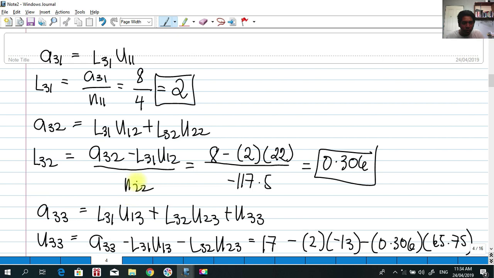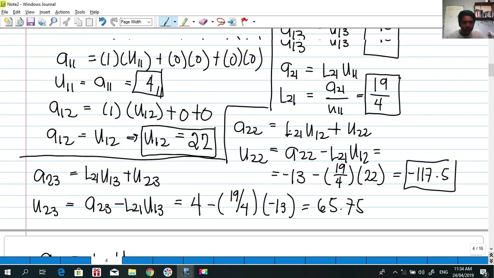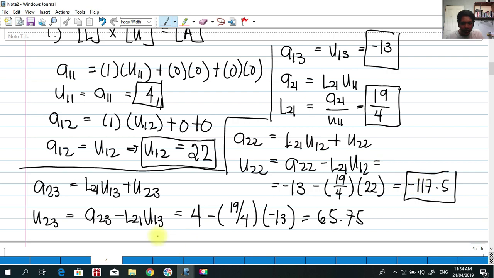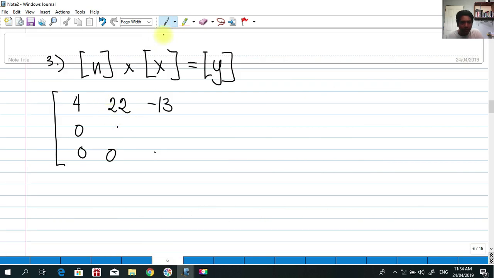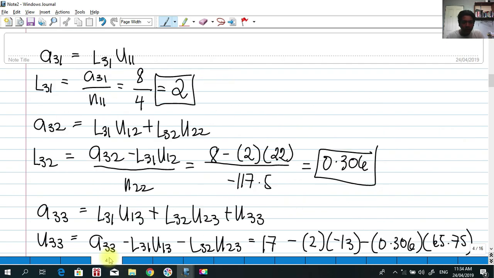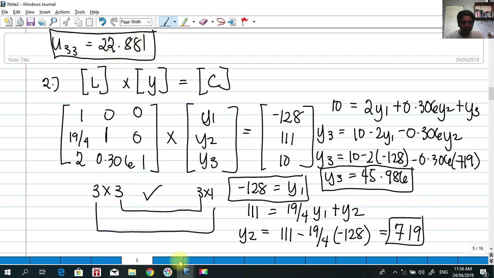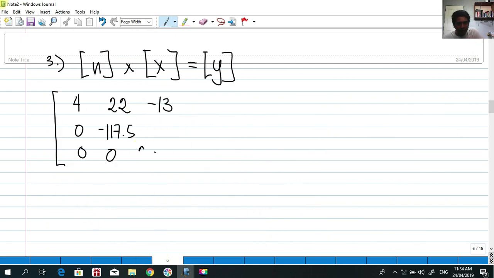What is our value for U22? Again, our value for U22 is negative 117.5. Then for U33 we have here 22.881. Okay. Let me just rewrite.